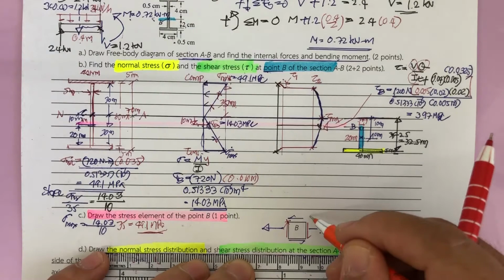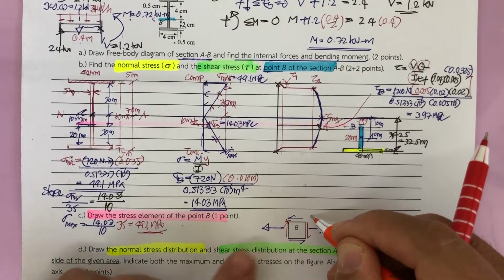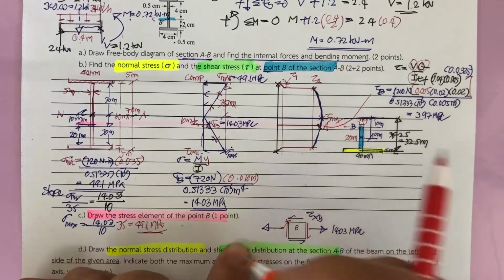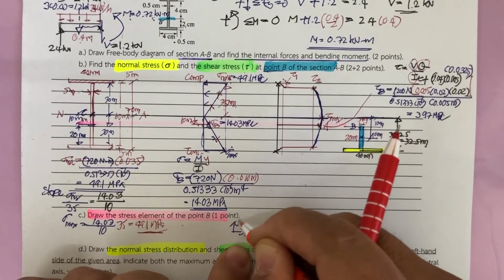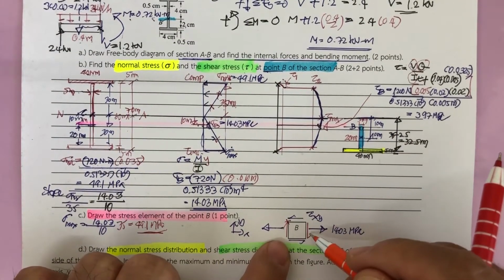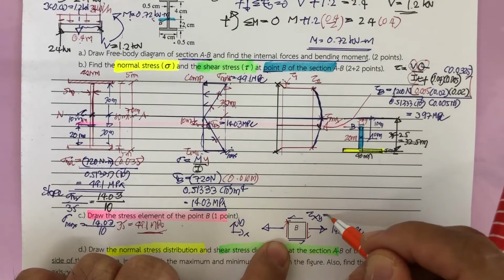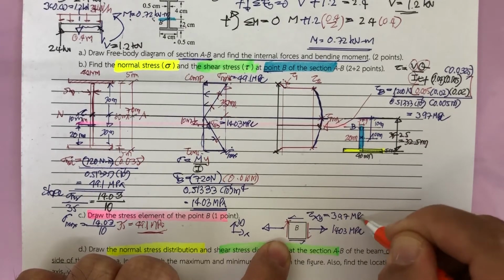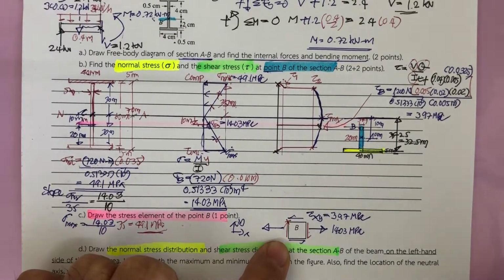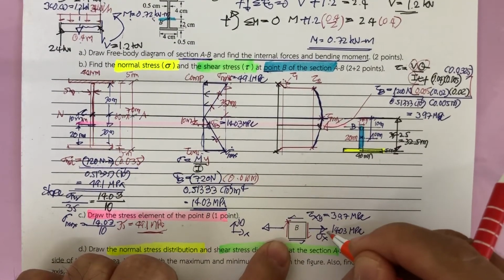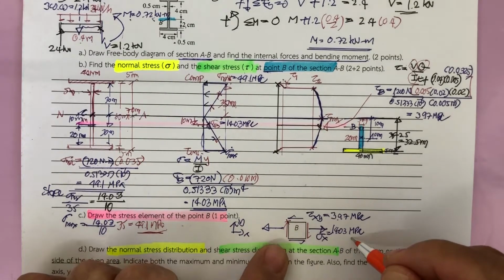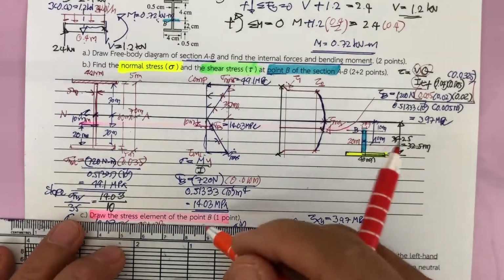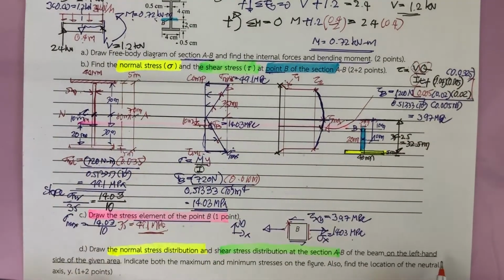And we have this one for the tau. We have this one tau sub x, y, because we said this one is x, this one is y. The tau is in both directions. And then this one is going to be 3.97 megapascal. And sigma sub x equal to this one, which is in tension. Okay, that is going to be the stress element at point B.